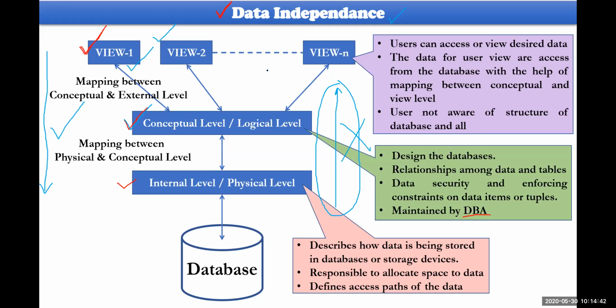Now, how exactly has data independence been defined? Data independence has been divided into two parts. Number one is logical data independence. Number two is physical data independence. So let us come across physical data independence. If any modifications happen at the logical level, otherwise the conceptual level, these could not be reflected in its lower level, that is the physical level.